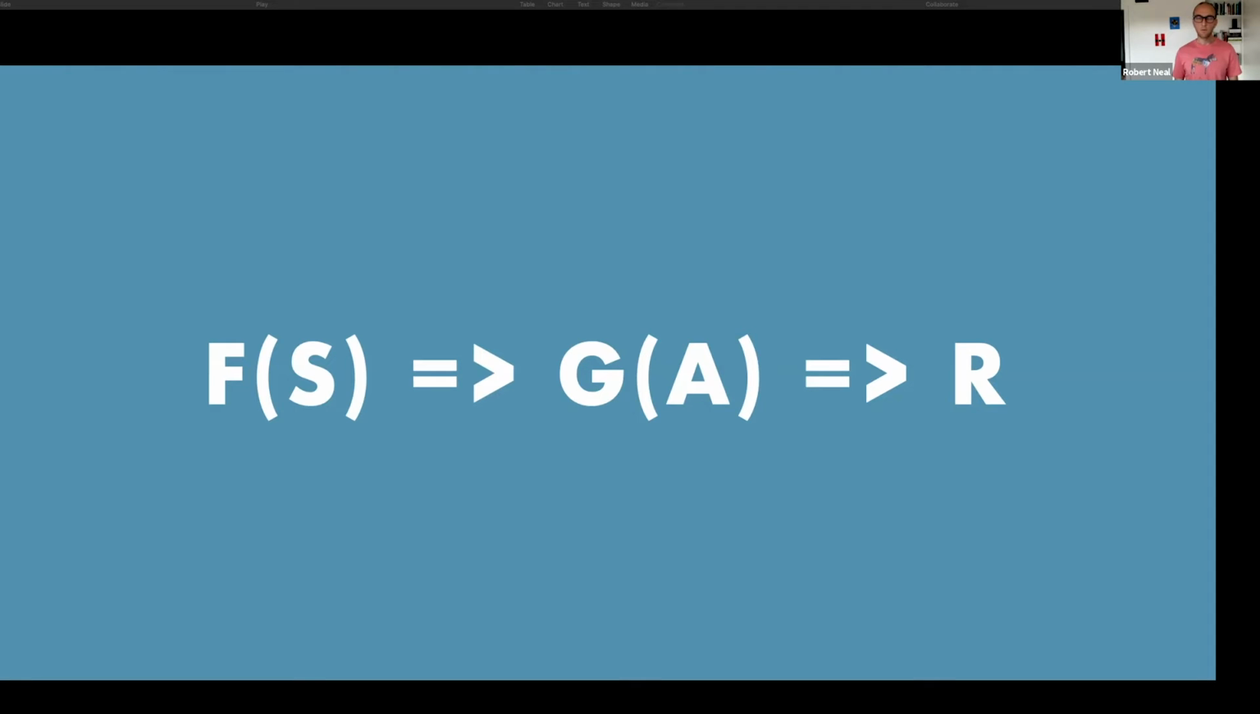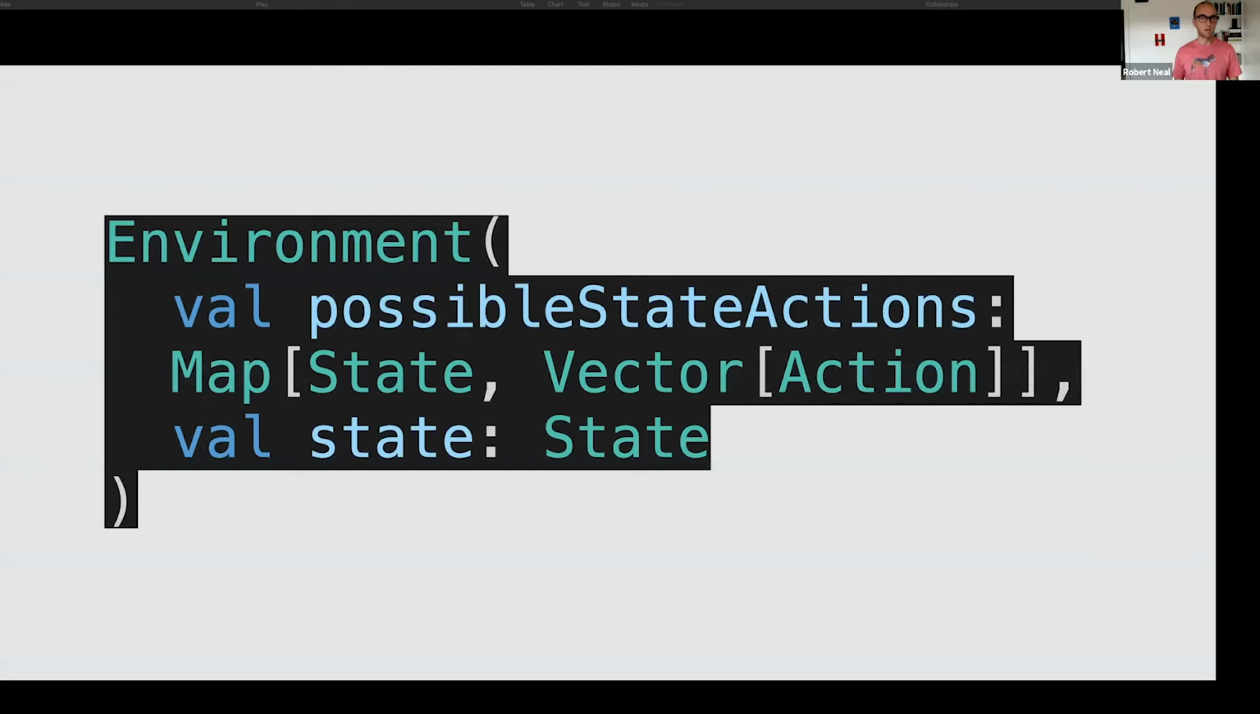So let me talk a little bit about how to model this in Scala. So of course, one thing we have is an environment, and the environment is really pretty straightforward. It's just all the possible states and all the possible actions for each of those states. And then of course, because this is immutable, we want the current state that we're in. And then environment has a method on it called act. And when you act in the environment, it returns another environment with the state updated.